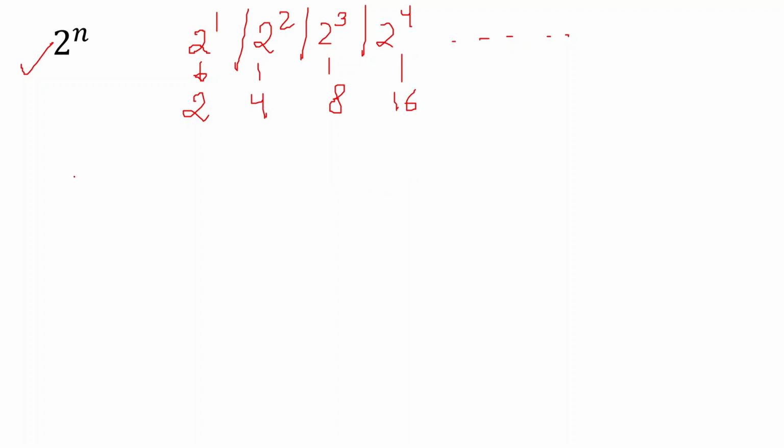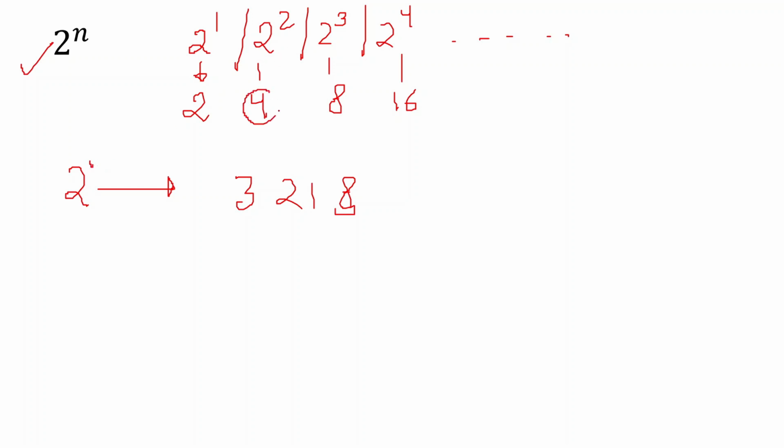Everyone knows the divisibility rule of 2. The divisibility rule of 2 is that if the last digit is divisible by 2, the number will be divisible by 2. Or all the even numbers. Let me write any random number. So this is the number. If the last digit of this number is divisible by 2, the number will be divisible by 2. Or you can say all the even numbers are divisible by 2. So this is 2 to the power 1.